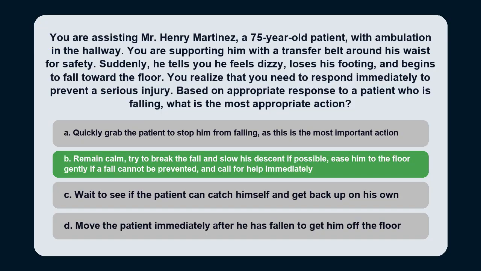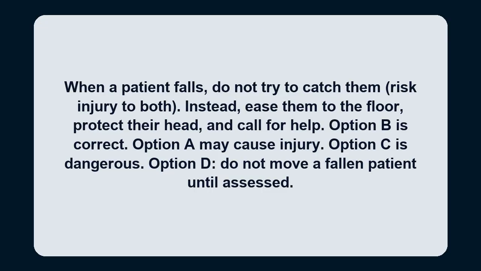The answer is B. When a patient falls, do not try to catch them, as you risk injury to both. Instead, ease them to the floor, protect their head, and call for help. Option B is correct. Option A may cause injury. Option C is dangerous. Option D. Do not move a fallen patient until assessed.